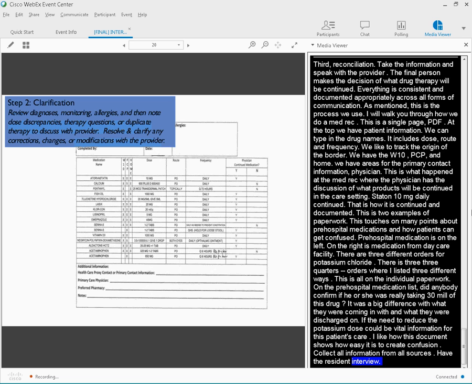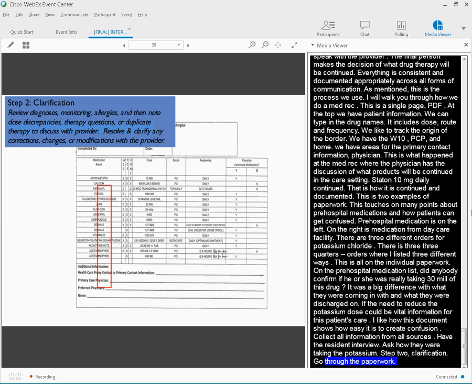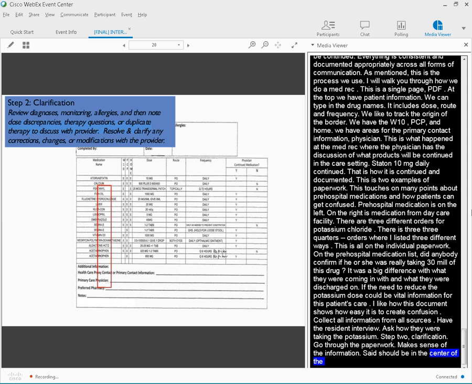So then we get to step 2, the clarification phase. This is when you go through the paperwork and you try to make sense of all the information that you have. That didn't show up in the right place. That should actually be highlighting in the center where the W-10, PCP, and home is. The reason that should be there is to show you how I had mentioned earlier that this particular form is not 100% accurate.